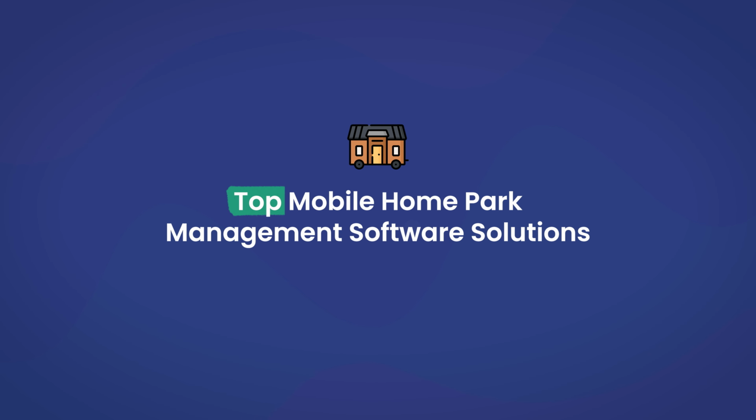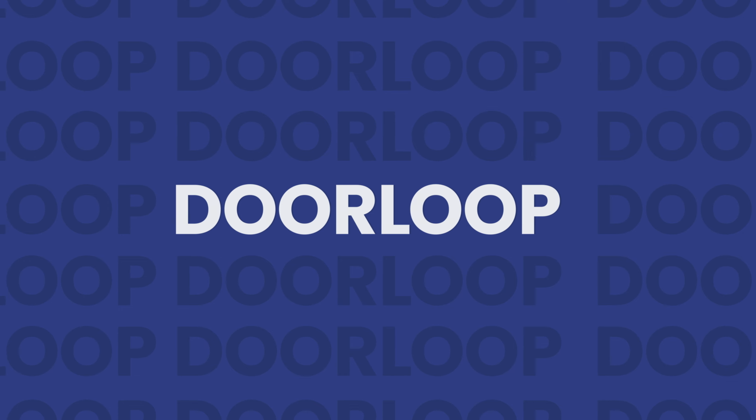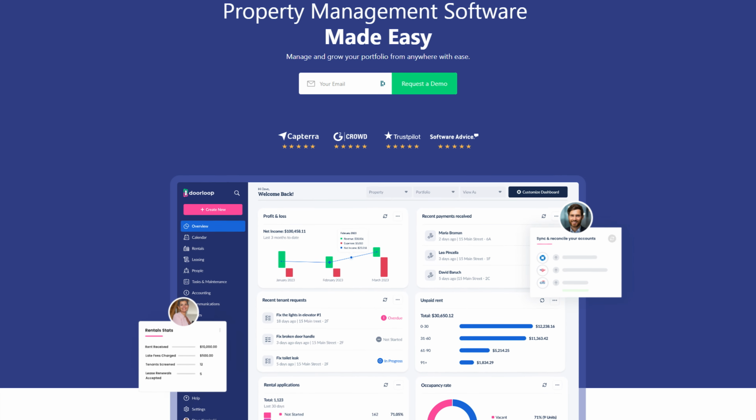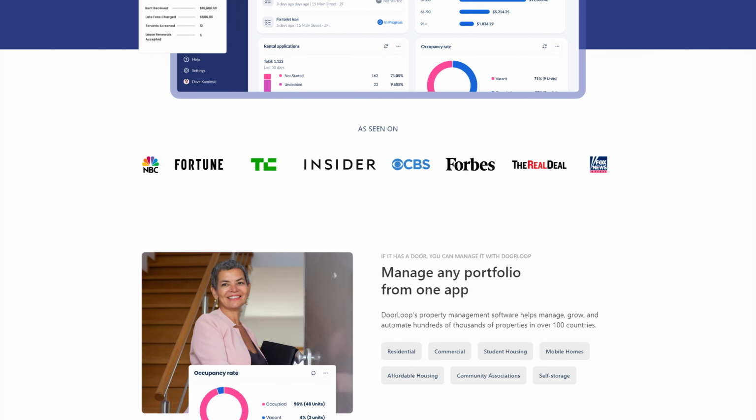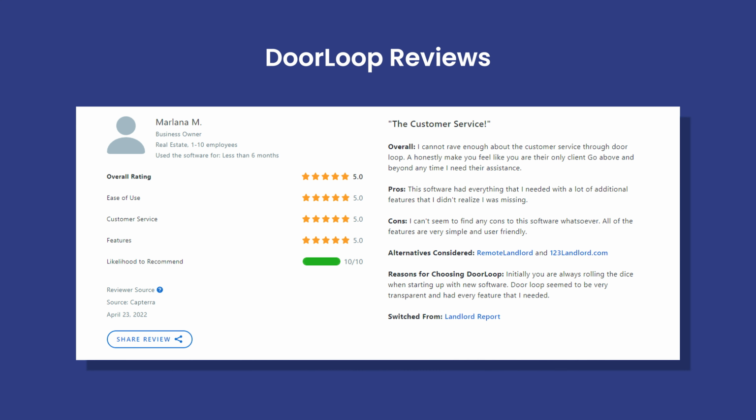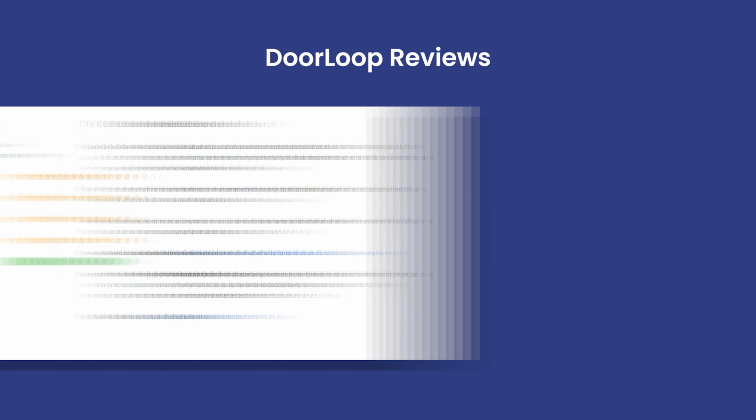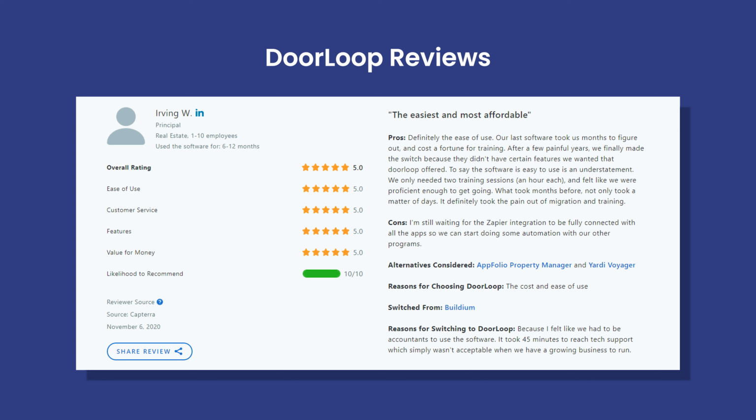So now let's hop into our picks of the top mobile home park management software solutions. First is DoorLoop, an all-in-one, simple software management solution designed to help landlords and property managers streamline and grow their businesses efficiently. With some of the highest ratings on platforms like Capterra, Software Advice, and G2, you can be confident in the quality and reliability of DoorLoop services.